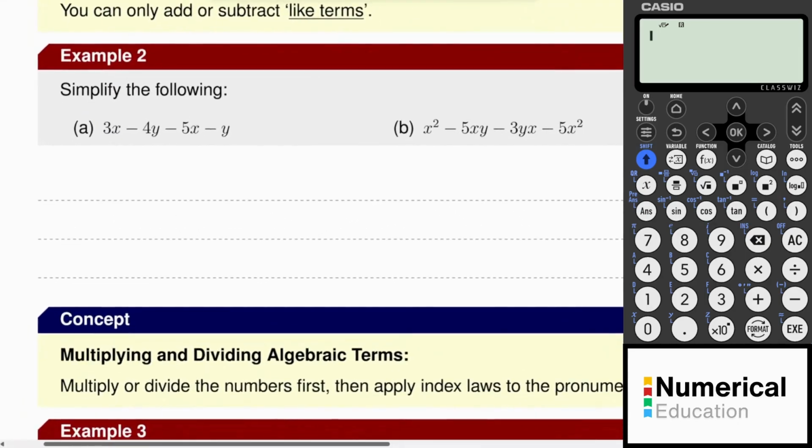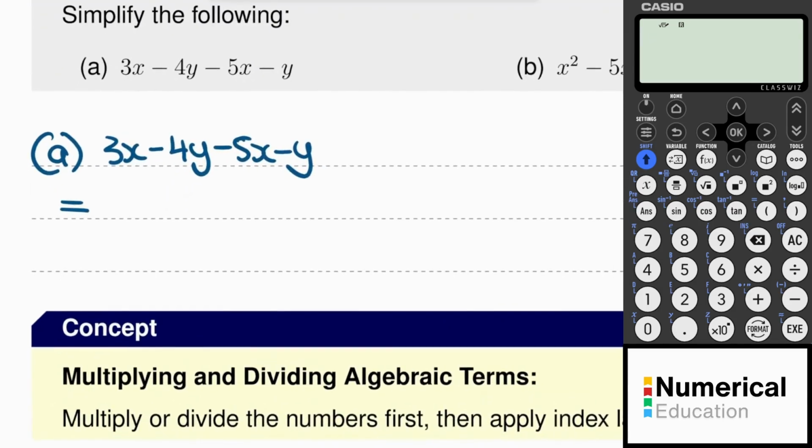So number 2a, let's write down part A. We've got 3x minus 4y minus 5x minus y. The first thing to recognize, I might just zoom in a bit more, is you can only add or subtract your like terms. Now, maybe it's been a while since we've done this, so I'm going to do an additional line of working out that we generally don't do in a test, but it might help the majority of you to understand. You might just want to reorder your terms so that your like terms are next to each other, so it's visually easier to see how to work with.